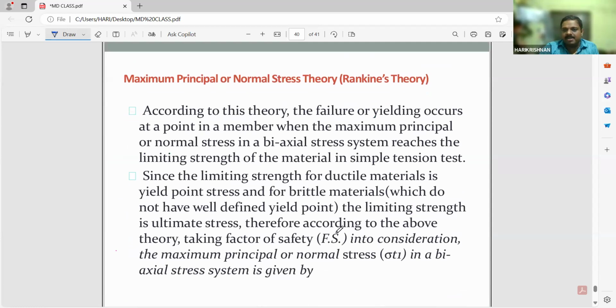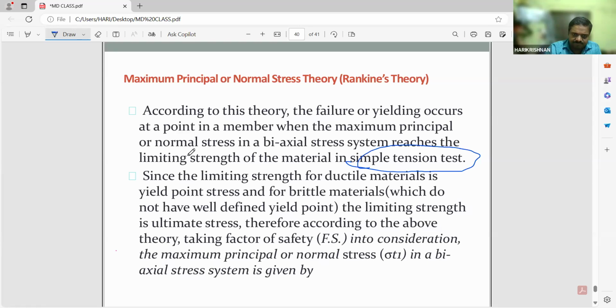According to the maximum principal stress or normal stress theory, that is what we are going to study. That is known as Rankine's theory. According to this theory, the failure or yielding occurs at a point in a member when the maximum principal stress or normal stress in a biaxial stress system reaches the limiting strength of the material in a simple tension test, for example.